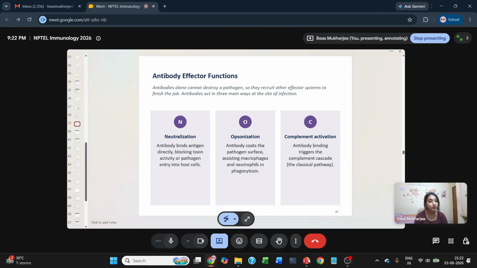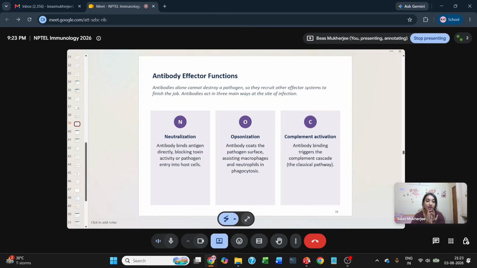The first one is neutralization. In neutralization, if you remember from the previous class, there was this toxin, and the antibody was coming and coating the entire toxin, making it neutral, right? So, the antibody binds the antigen directly, blocking toxin activity or pathogen entry into the host cell.